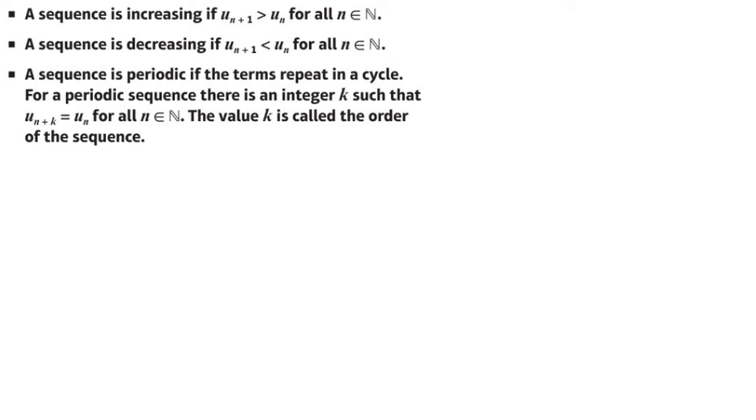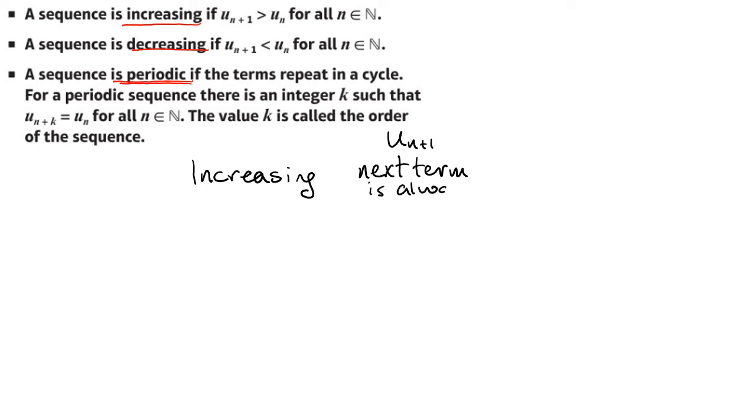So we're looking at increasing sequences, decreasing sequences, and periodic sequences. So let's start with increasing sequences. I'm going to write the stuff at the top in my own words. If a sequence is increasing, then basically the next term in the sequence, which is U_(n+1), is always greater than the previous term. So that means it's always greater than U_n for an increasing sequence.